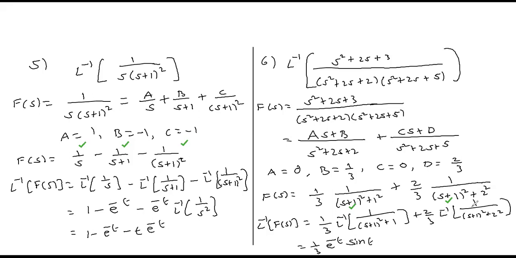Now can I bring this inside the inverse transform? So if I do that, what is the advantage? It's not cos, it's sin 2t. Sin 2t. Okay.